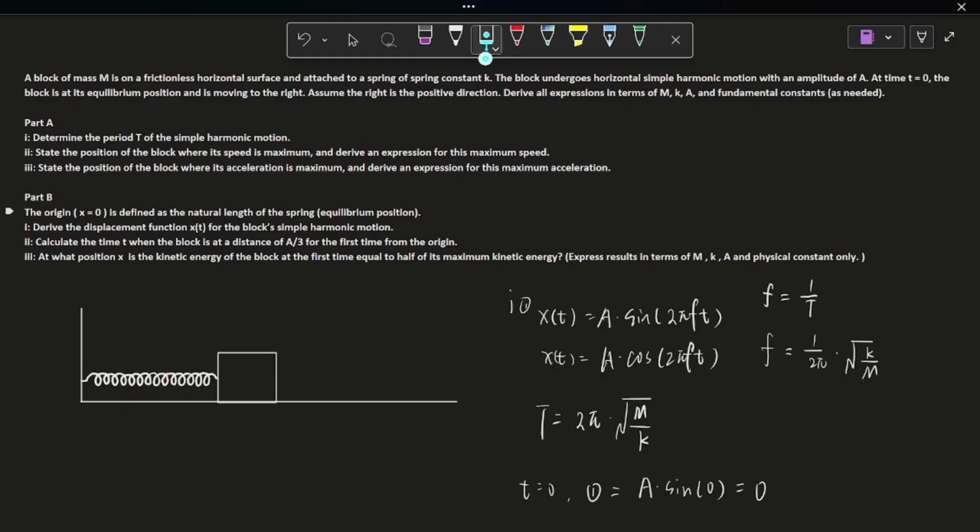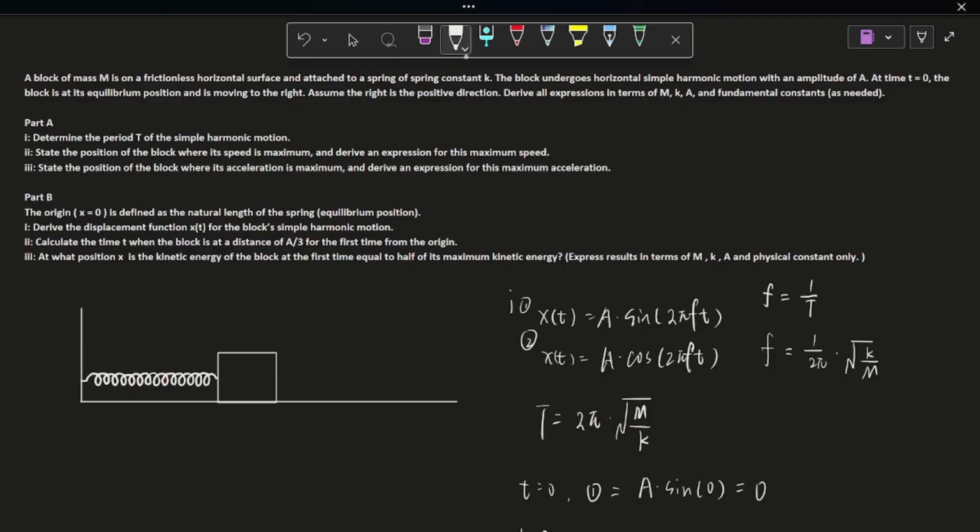And over here, we assume that the origin, x equals 0, is when the spring is at equilibrium, which means the block is at its equilibrium, right? So it's right on the spot where the entire system is at equilibrium. So the displacement of it is just equal to 0. So the first one is correct. But now let's plug into the second equation and see if it's correct.